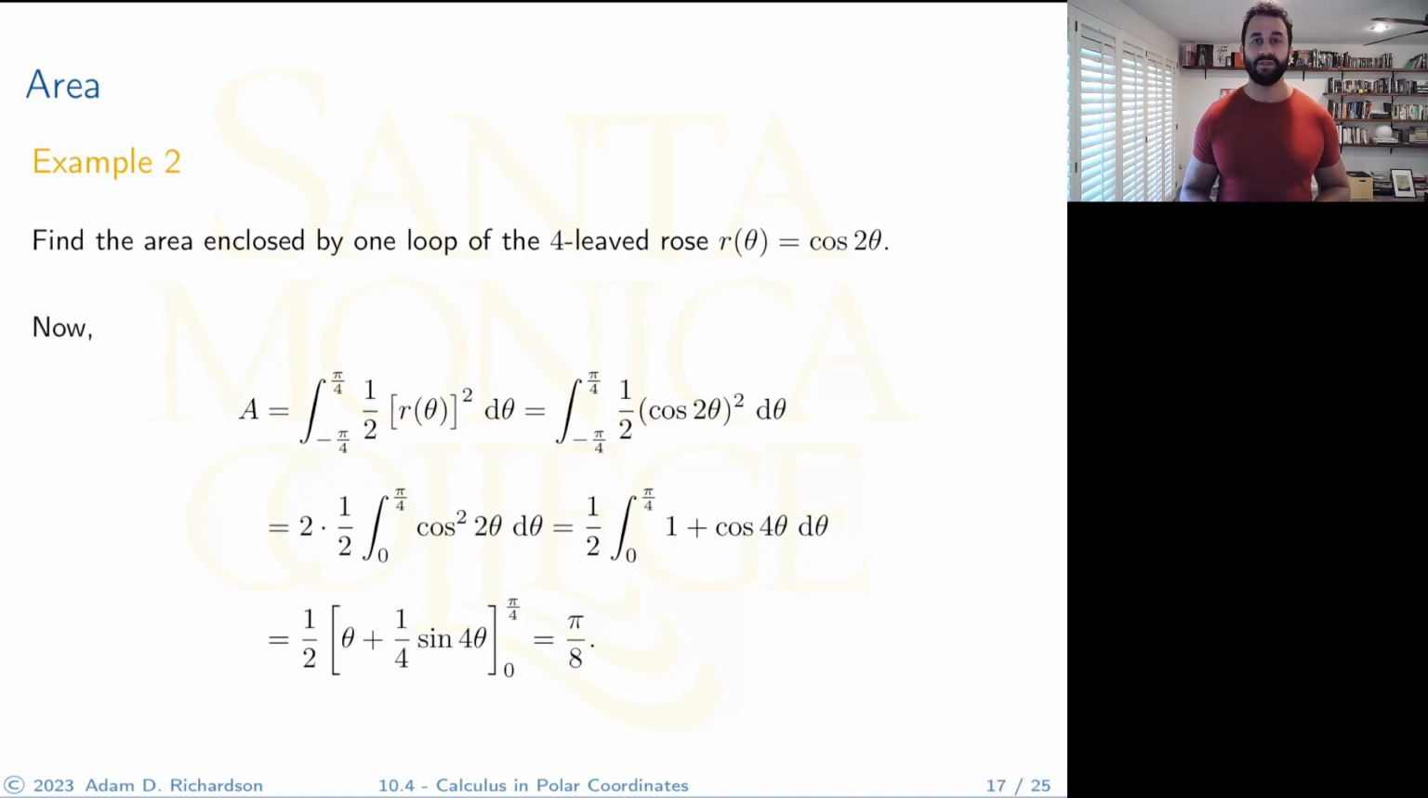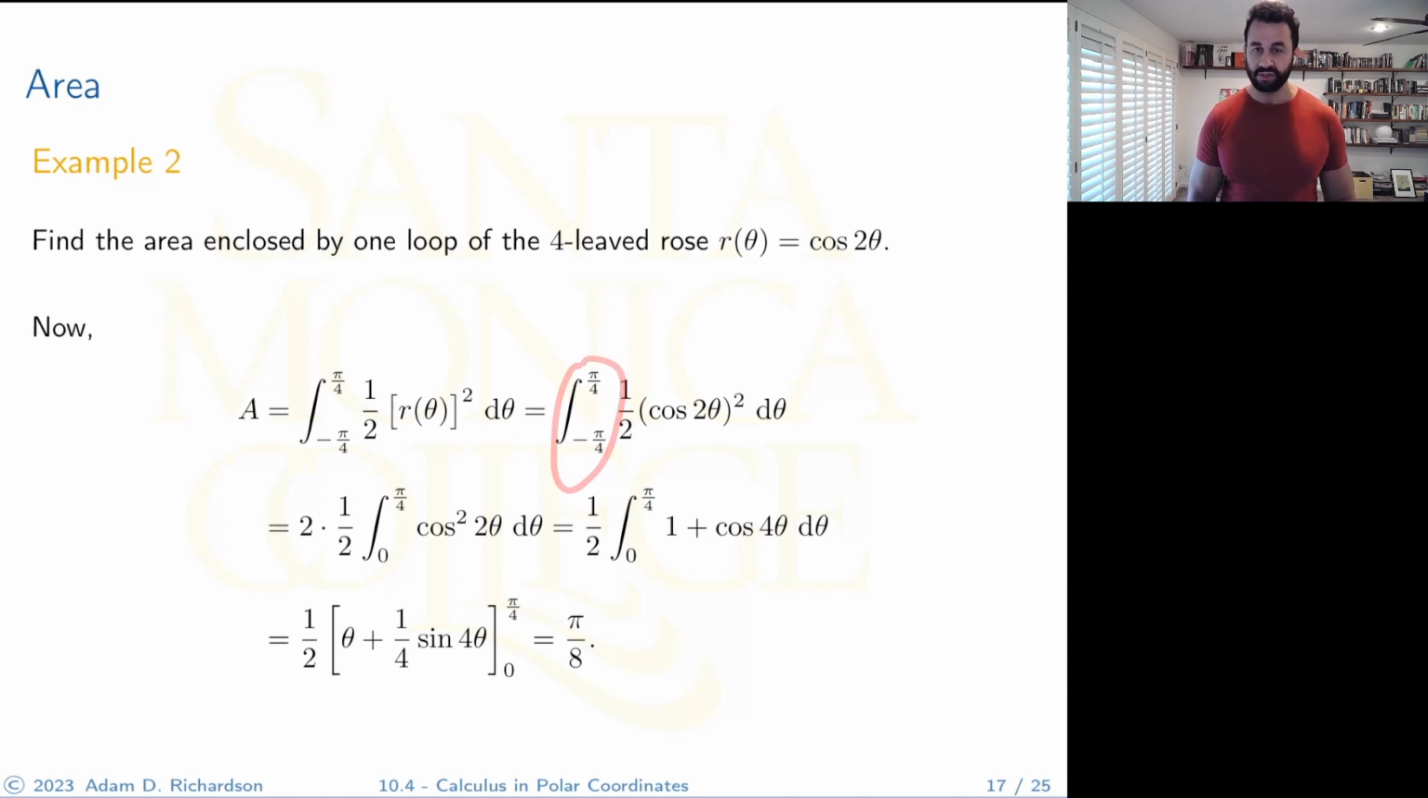Now, here's how you do the actual calculation. Here's our formula for finding that polar area. We're integrating from negative pi over 4 to pi over 4. This is me just plugging in r of theta. Now, we know how to deal with this from earlier on in the course, right? We basically got cosine squared, so we use a power reducing identity. But before I even use the power reducing identity, notice what I'm doing here.